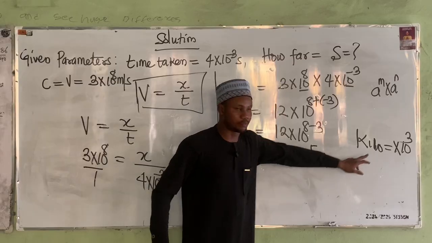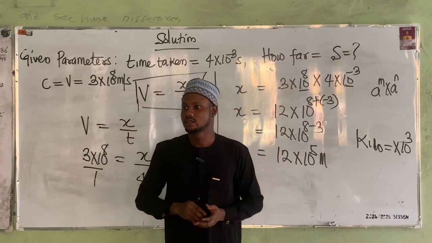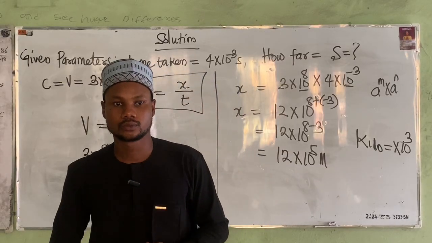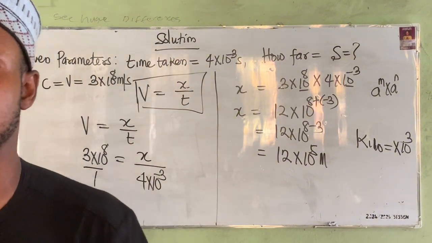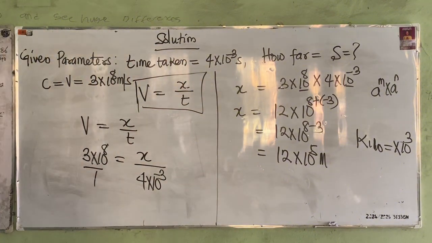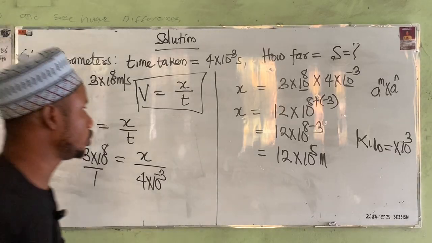This word kilo, we have prefixes in mathematics. We have kilo. We have micro. Micro is mostly in capacitors. You remember, right? We have pico. Kilo is 10 raised to the power of 3.